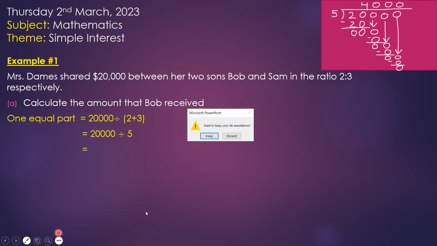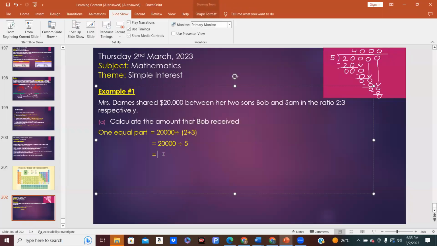Now my computer. What happened to my computer? Okay, good. So it's gonna be what? 4,000. So 4,000 is our answer. That's $4,000, right? Can't forget the money sign. Okay. So that's the first part of this question.